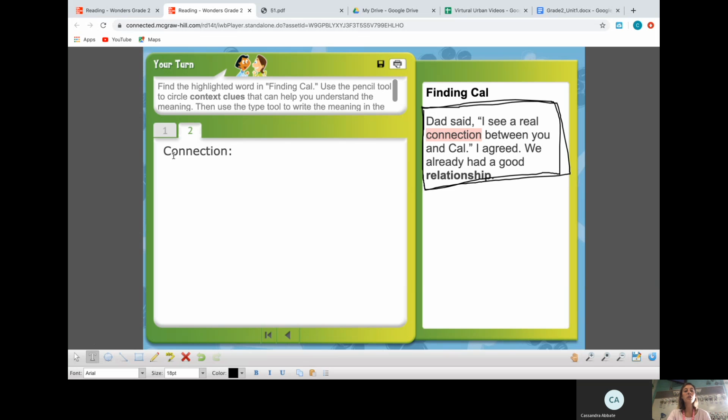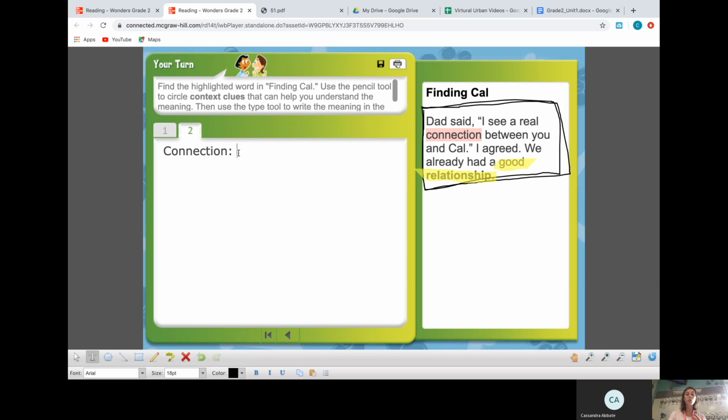All right. So what are some of those context clues that you underlined? Okay, I'm going to go ahead. I don't think I can erase this, so I do apologize. So I'll use the highlighter instead of a pencil, okay? Dad said, I see a real connection between you and Cal. I agreed. We already had a good relationship. So this is really key right here. A good relationship is a good connection, okay? And I know relationship is one of our vocabulary words, and it has a definition of connection in it.